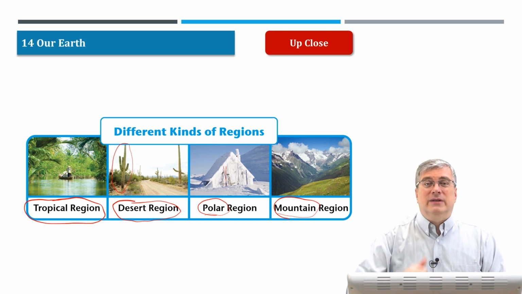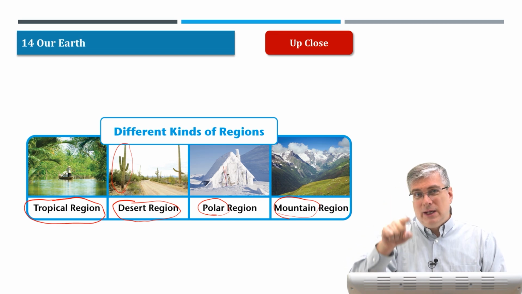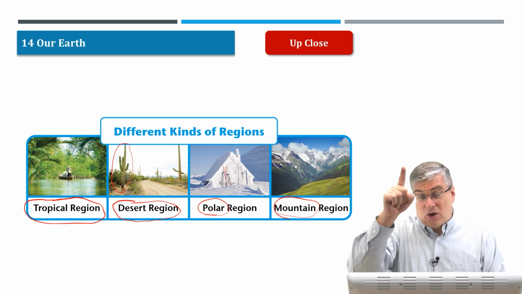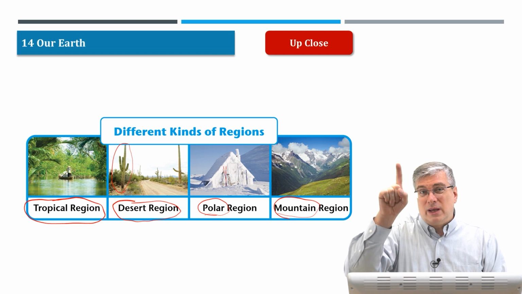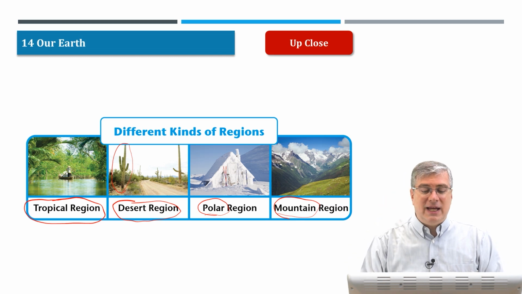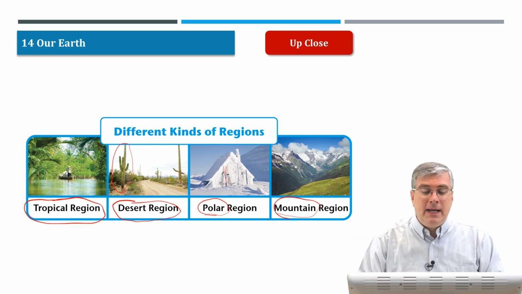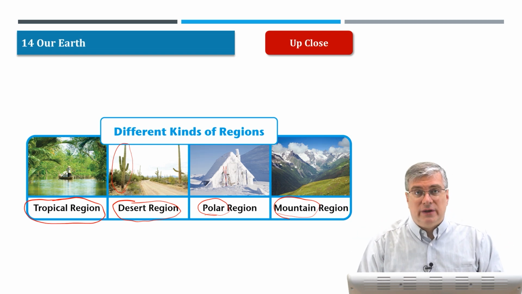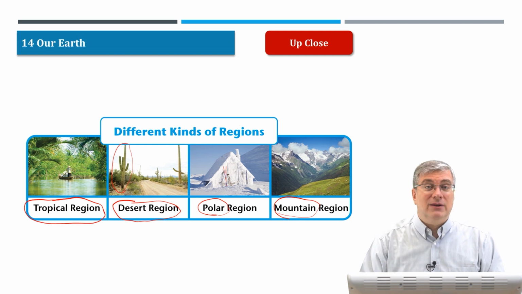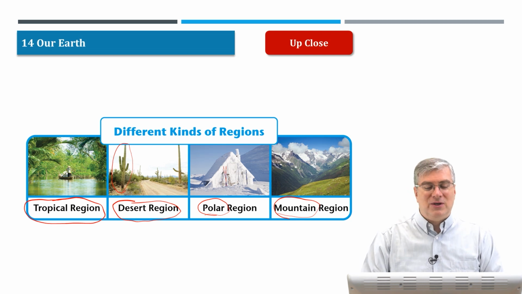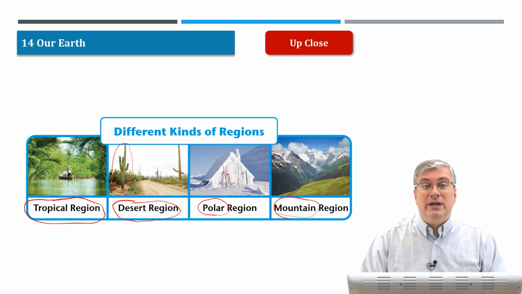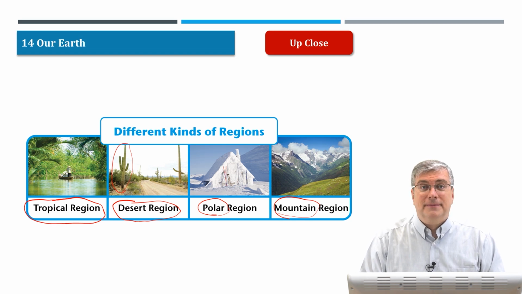The Andes mountain range running through South America. It's also the Rocky Mountains running through the western United States. And of course, the Alps running through Switzerland, very famous. So these are mountain regions. Can't forget the Himalayas, right? Very famous mountain region. Okay, so those are different kinds of regions on the earth.